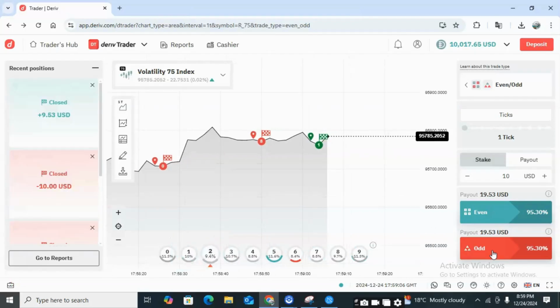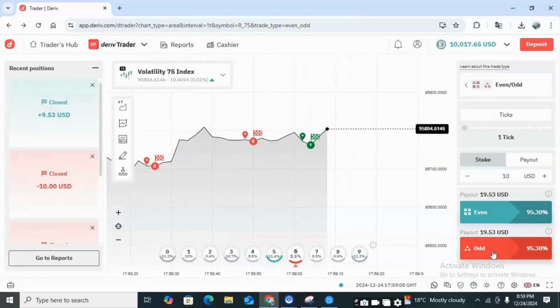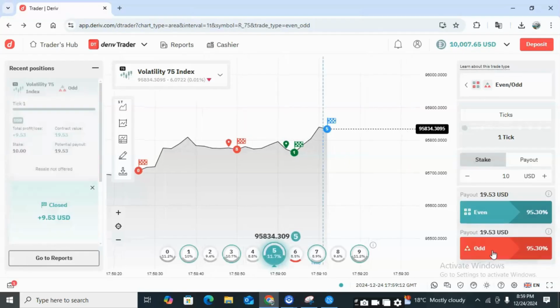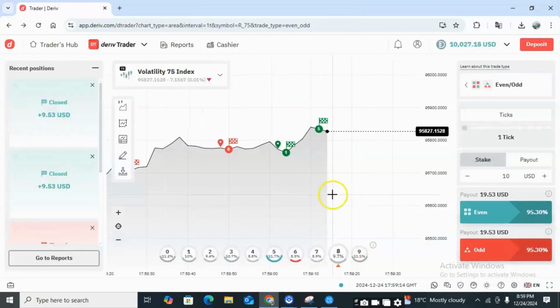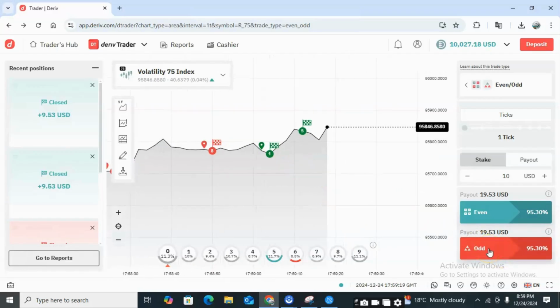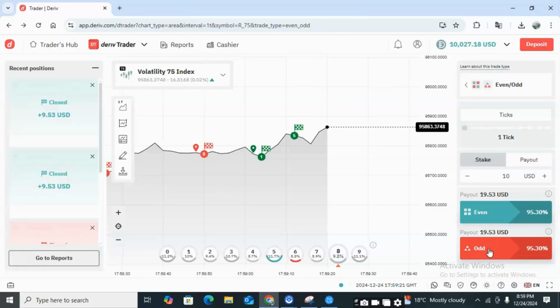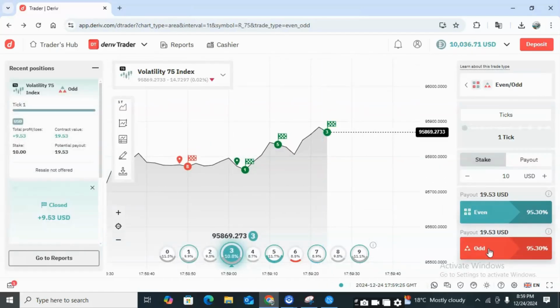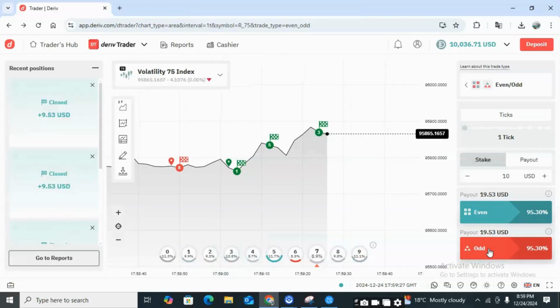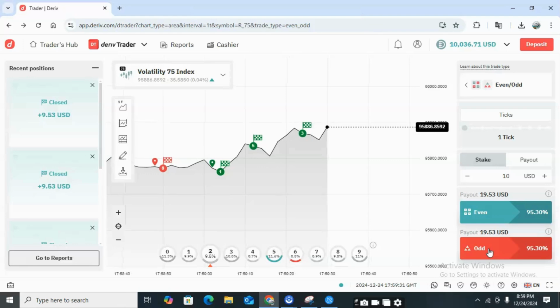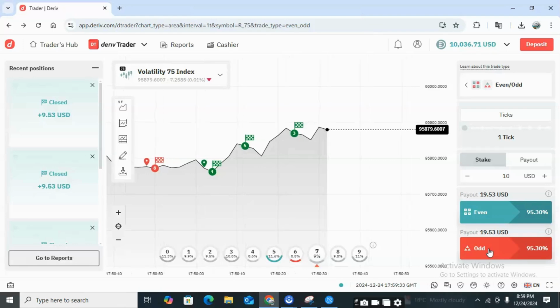That's another win. 2, 6. Oh, that's 7. It's another win. So let's wait. 0, 8, 0. Wow, that's another win. So if you keep an eye on this strategy, you can make a profit.